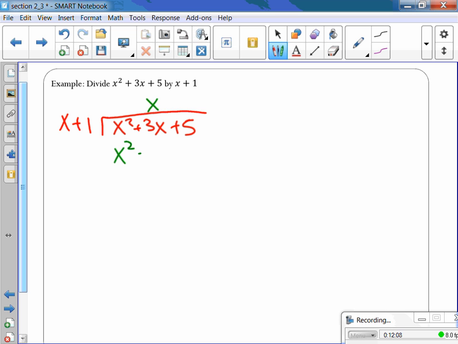Kendall? So with the subtracting, the signs change, giving us what? 2x, and bring down the 5. All right. Emilio? I want x to look like 2x. What do I multiply x by to get 2x? Oh, you multiply by 2, right?